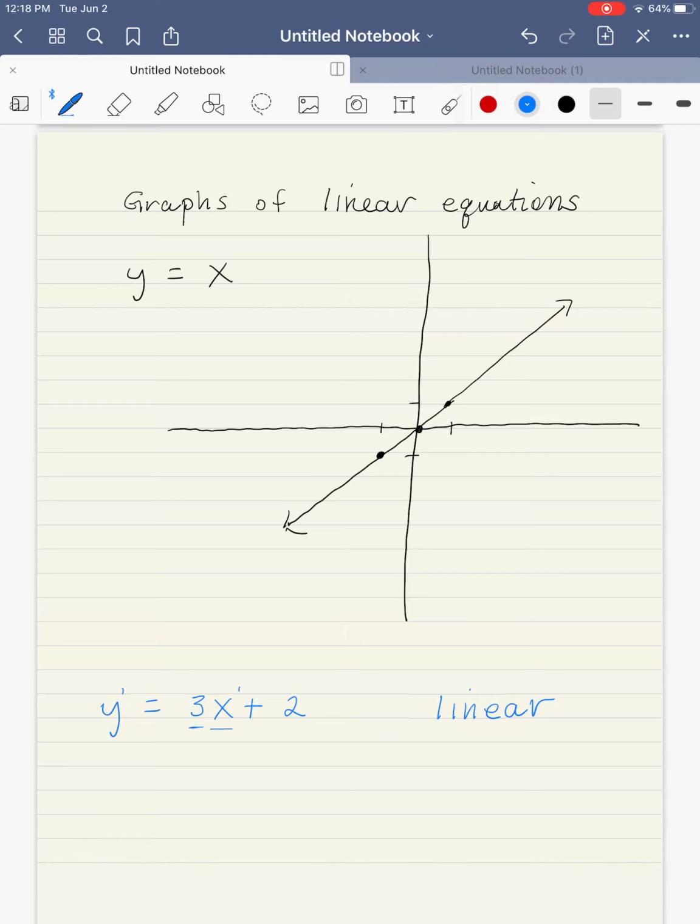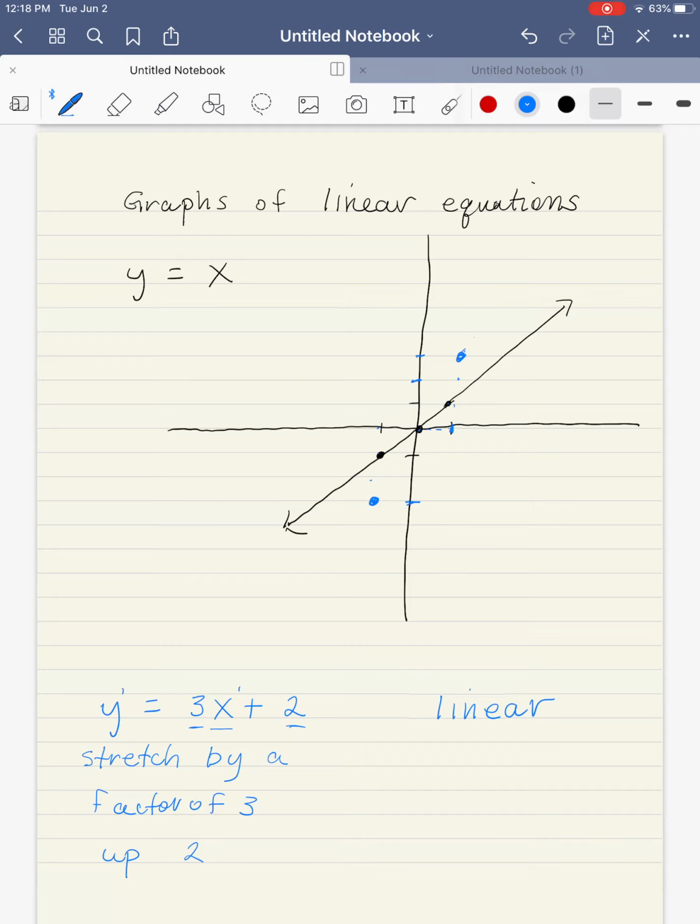If we use what we know about transformations to graph this, this 3 means that we are going to stretch by a factor of 3. And the plus 2 means that we're going to move up 2 units. So if I stretch by a factor of 3, that means that when I came over here to 1, instead of just going up to 1, I'm now going to go up to 3. So over 1, up 3. And the same thing here, back 1 and down 3.